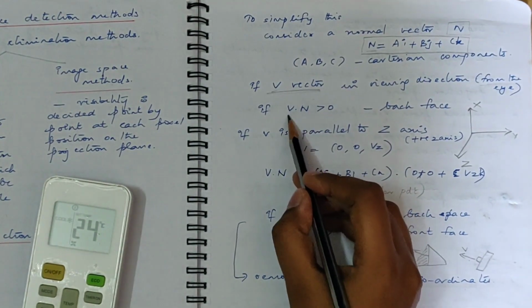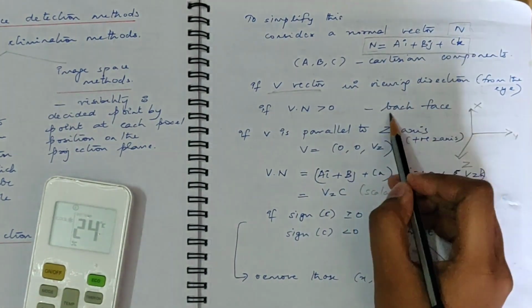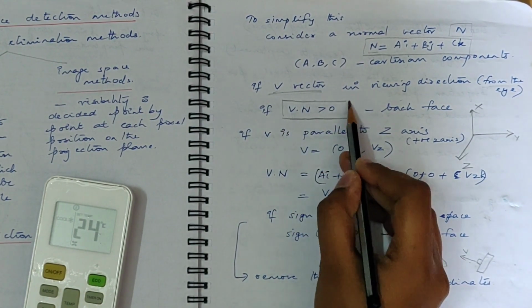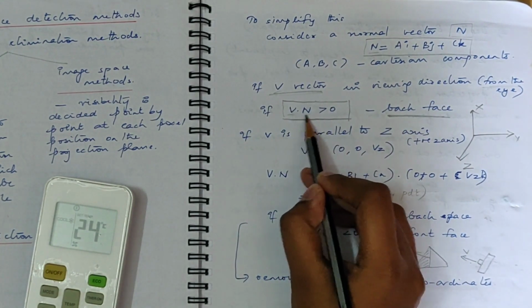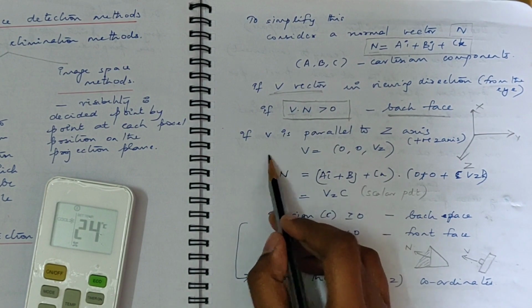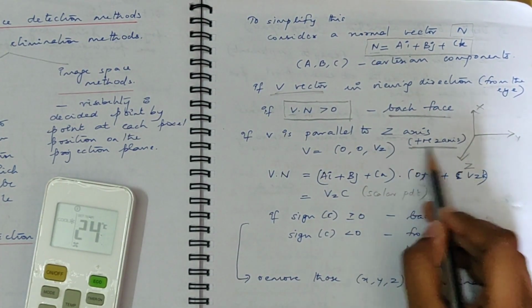So when will you determine whether the surface you have determined is a back face or not? The formula is, if V dot n is greater than 0, then you say that it is a back face. V is the viewing vector and n is the normal vector to the surface. The point to be noted here is the viewing vector is parallel to the z-axis, so we are viewing along the positive z-axis.